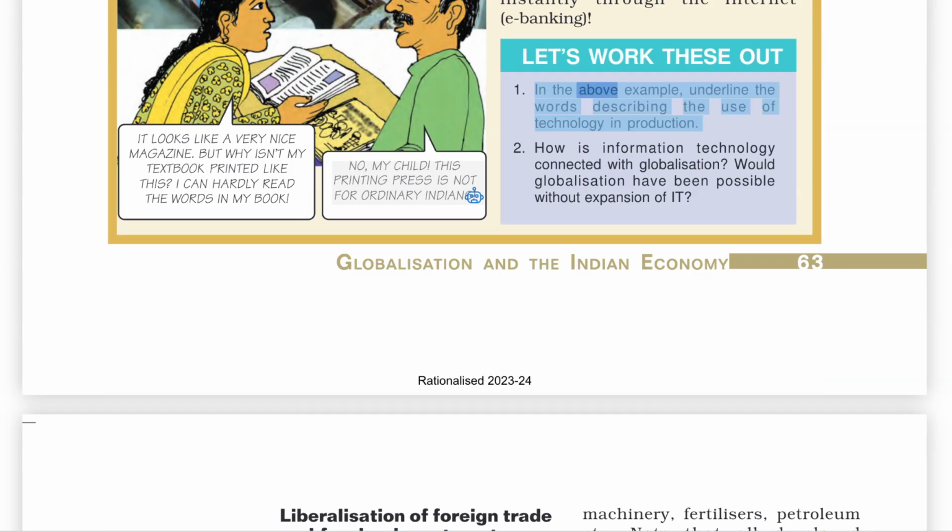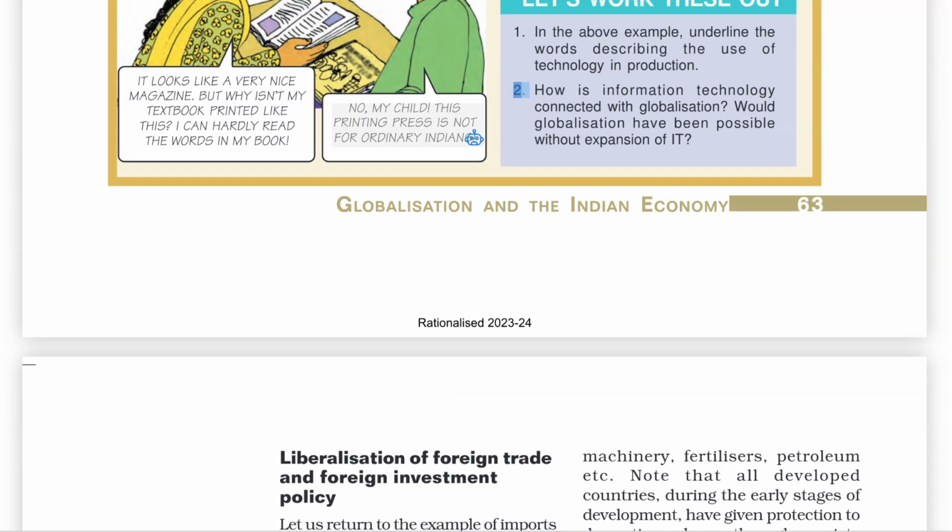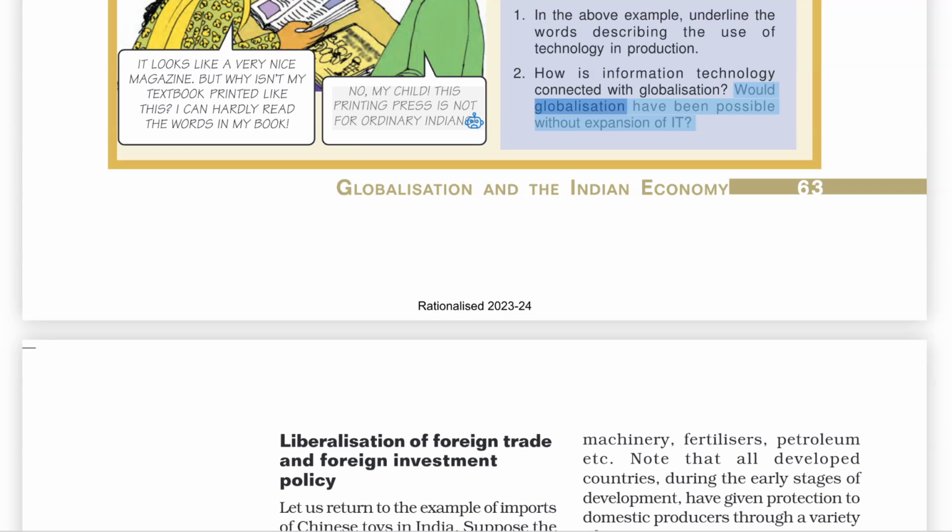1. In the above example, underline the words describing the use of technology in production. 2. How is information technology connected with globalization? Would globalization have been possible without expansion of IT?